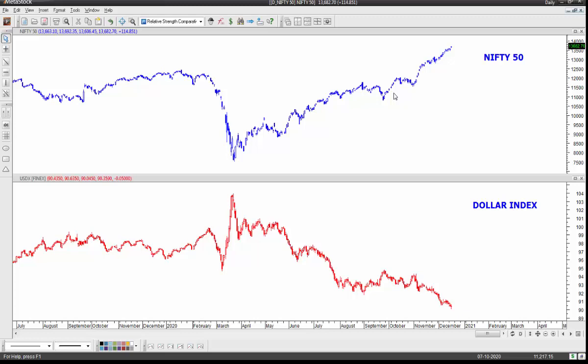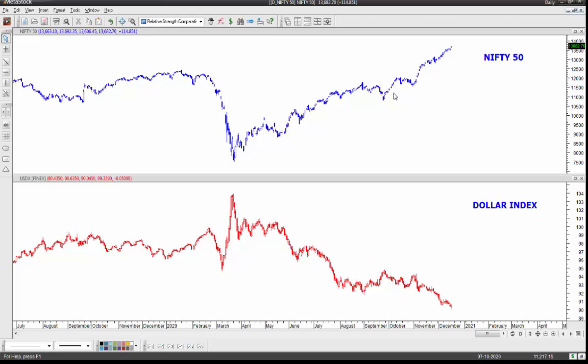Hi everyone, today's topic is the correlation between the Nifty and the dollar index. Here we have two charts, Nifty 50 in blue and dollar index in red. We'll look at these charts from three different time frames, or three different cyclical ways. One, the shorter term correlations, when we look at extreme short term time frames, say within months and a year or two.